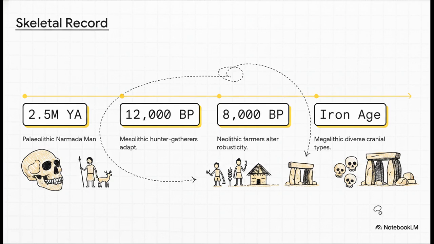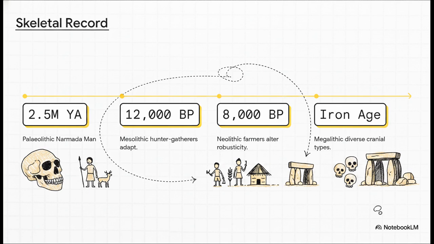And the chronological fossil record? It tells a perfectly matching story. It stretches all the way from the really robust Paleolithic Narmada man found in Madhya Pradesh, dating back roughly 2.5 million years, right up to the Mesolithic hunter-gatherers who started showing early adaptive changes around 12,000 years ago.